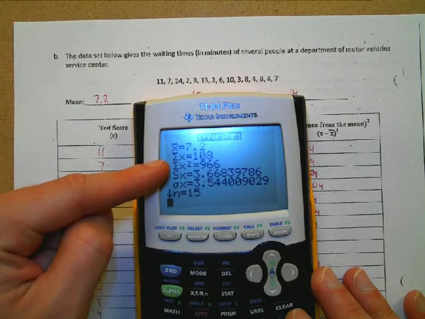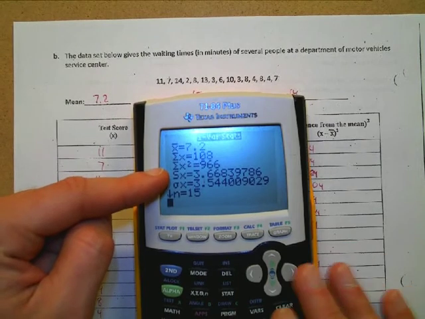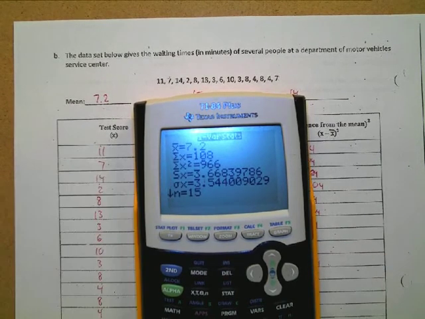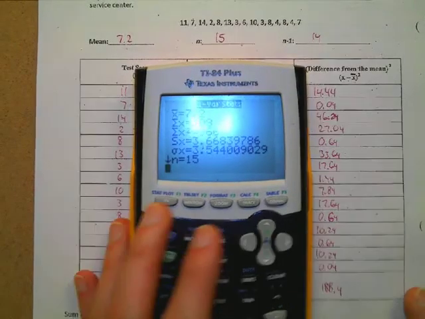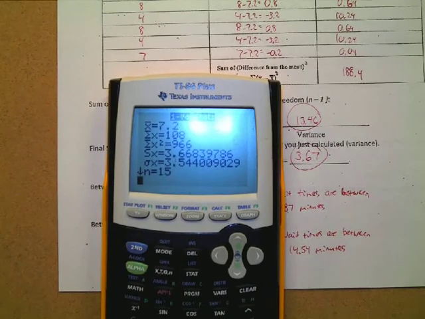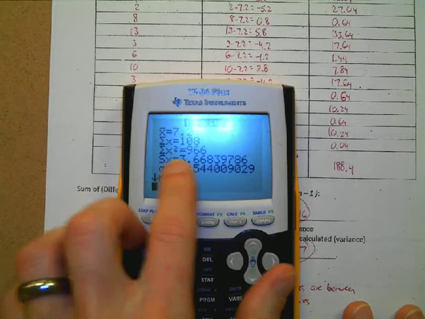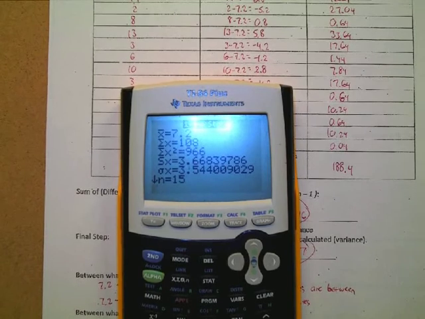And then we come to Sx. Does that number look familiar to you? It's the standard deviation. Mr. Wood, are you serious? You just made us calculate all this when our calculator would have told us what the standard deviation was right there? Yes, I did do that. It's capital Sx. So this is your standard deviation.